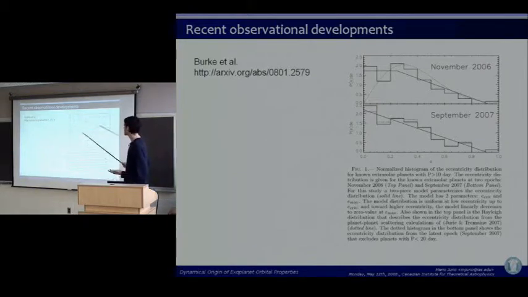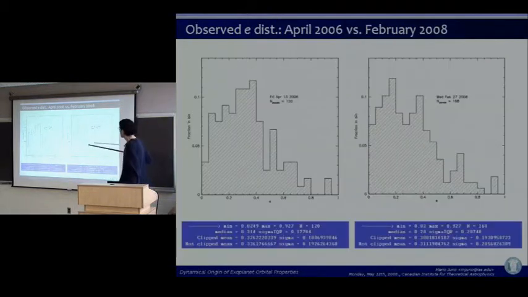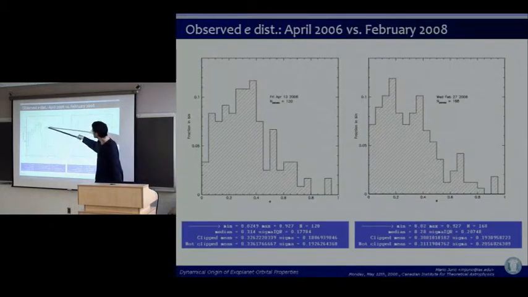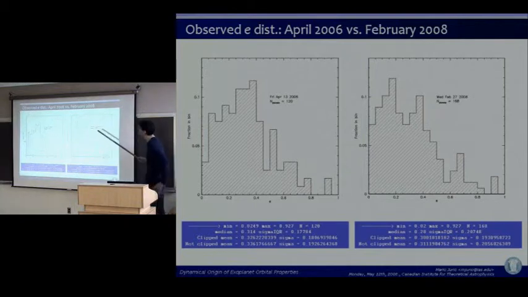So, just as we were finishing this, we noticed that there's this paper by Burke et al. where he remarked that there seemed to be something different between the observed distribution in 2006-2007. Now, this didn't seem very convincing to me, so I took the old data files that I had and made my own plots. And this here is the distribution in April 2006. This is the distribution of eccentricities of observed planets. And this here is the distribution in February 2007.